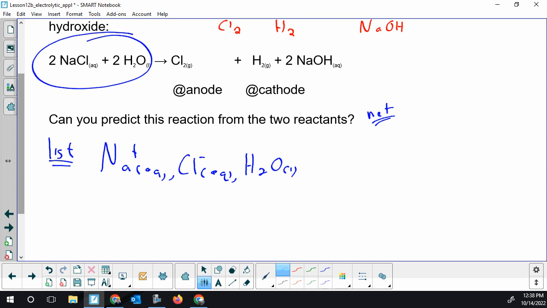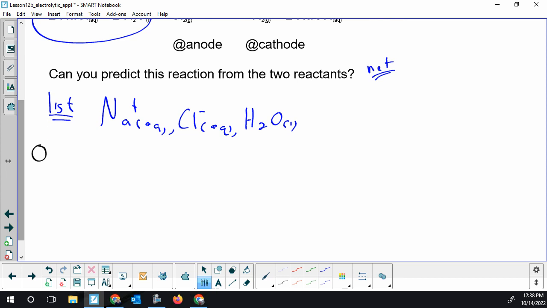So you're going to keep working, and shortly I'll summarize what is the best OA at the cathode, what is the best RA in this electrolytic cell at the anode, and I can net this up.